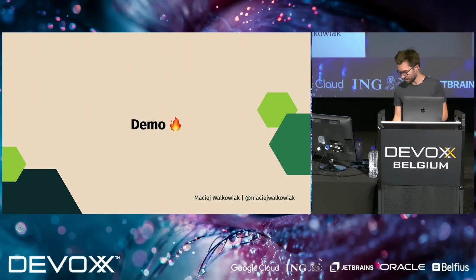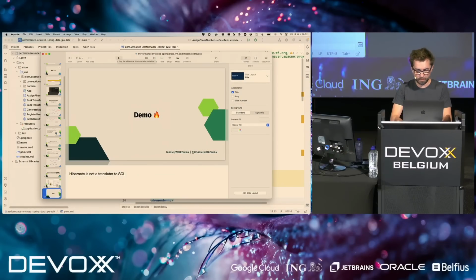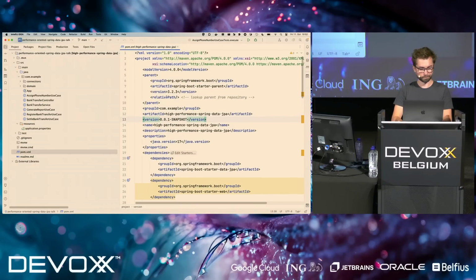All right, so let's now switch to the code where these kinds of problems with connection management do exist. I think the size is good enough, right?